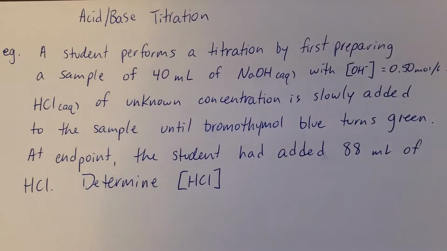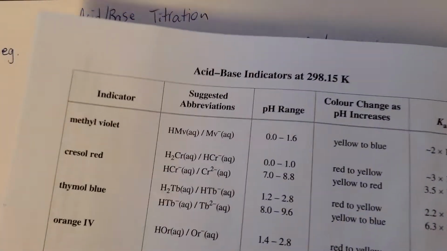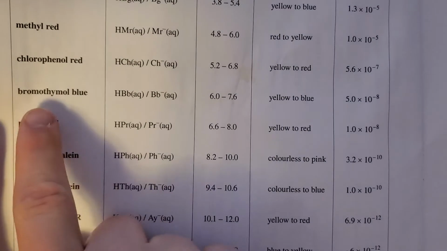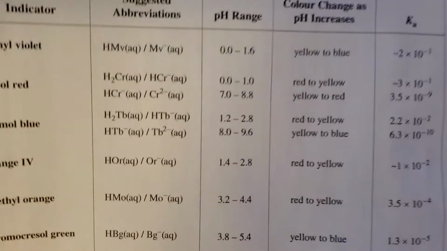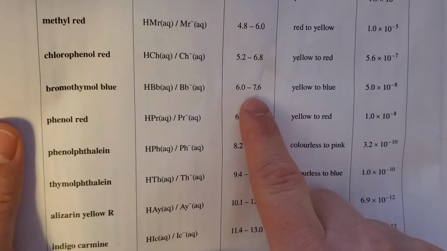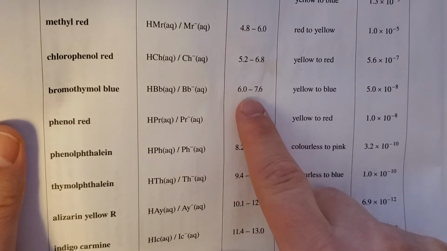We turn bromothymol blue green. Check this out. We'll get into this later, but I'll show it to you now. In your data booklet, near the back, there's a list of indicators. Bromothymol blue is really common. This column is the pH range. That's when there's a color change. So between 6 and 7.6, which is right around neutral pH of 7.